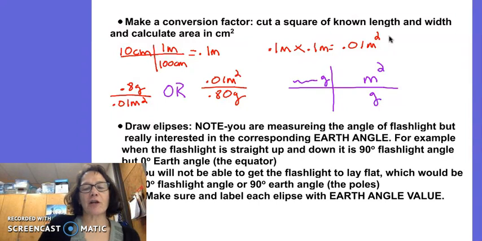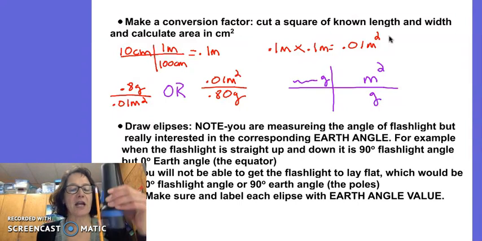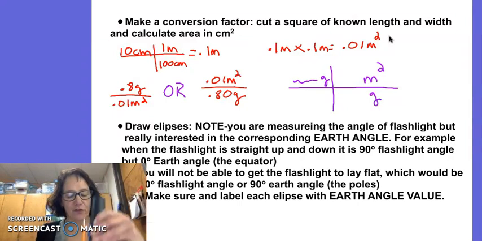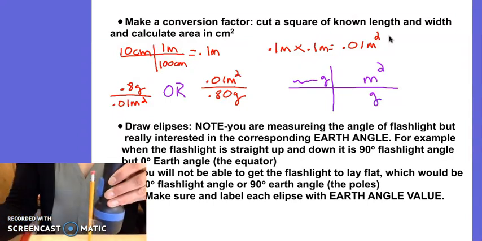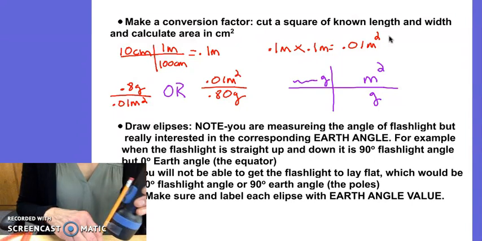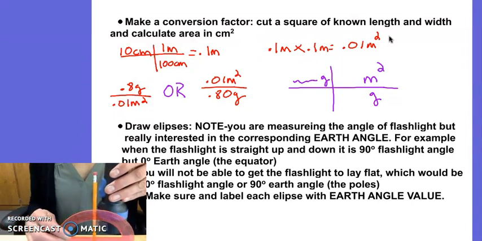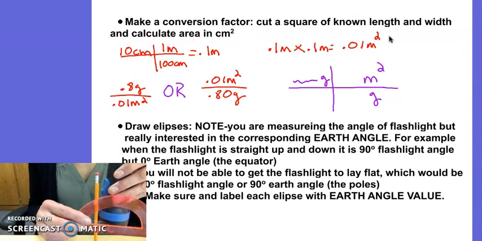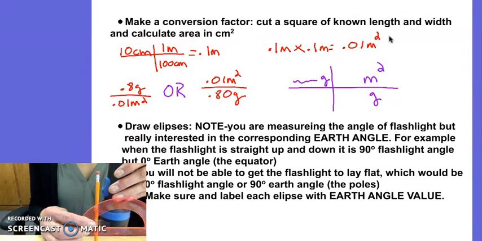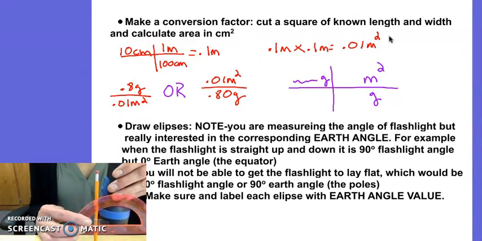So when you go to draw your ellipses, you can see on your data table that you have both a flashlight angle and an earth angle. You're going to tape a pencil to the flashlight so that I'm always measuring the distance above the surface of the earth accurately, so that the distance of my sun from the earth doesn't change. If, for example, my flashlight is straight up and down, on my protractor that's a 90-degree angle, and that corresponds to 0 degrees earth angle, or the equator.